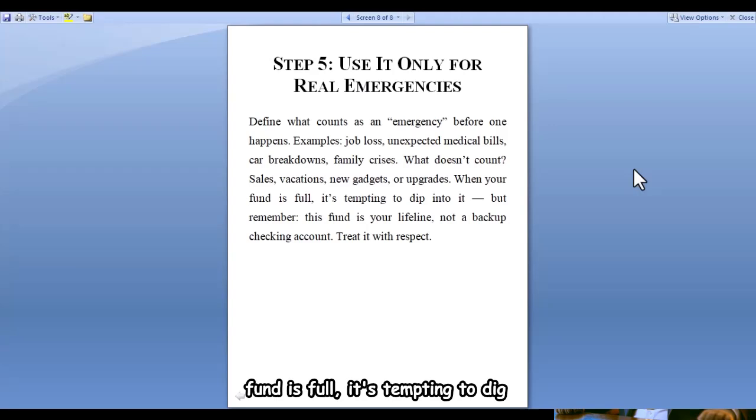When your fund is full, it's tempting to dip into it. But remember, this fund is your lifeline, not a backup checking account. Treat it with respect. That's actually true. If you treat it with respect, it will reward you. So don't take out from your emergency fund account unless it is an emergency expense.